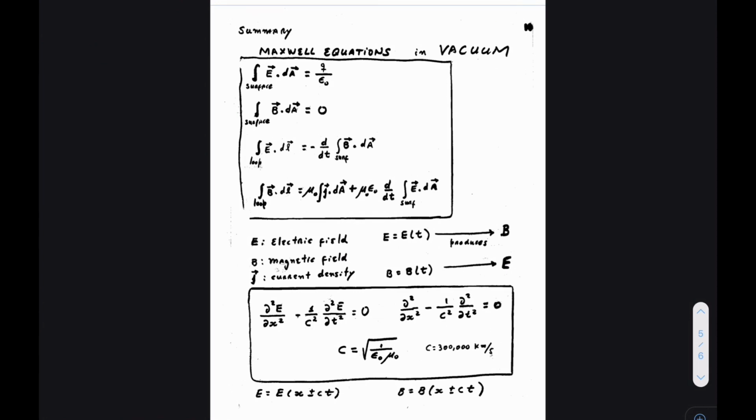So we saw that electromagnetic waves can be predicted from Maxwell's equations. But how does this electromagnetic wave propagate in vacuum? Well, the changing electric field creates a magnetic field, and the changing magnetic field creates an electric field, which creates an electromagnetic wave that travels at the speed of light.